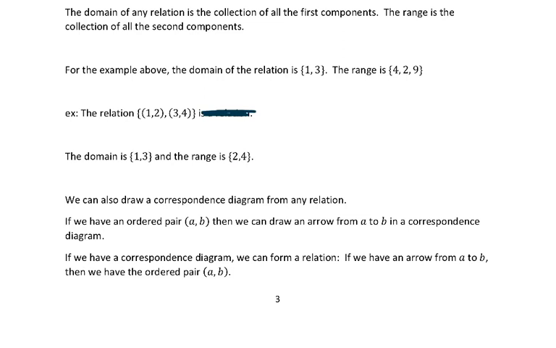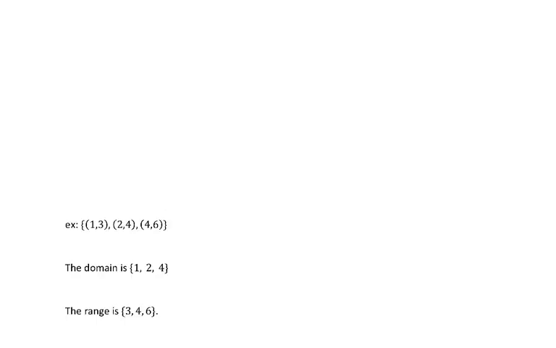Also, from any relation, you can draw a correspondence diagram. The idea is that you take an ordered pair, A, B, as I say here, and you just draw an arrow essentially from A to B. You can go the other way around as well. Namely, if you have a correspondence diagram, you could form a relation. Basically, each arrow from A to B would give you the ordered pair.